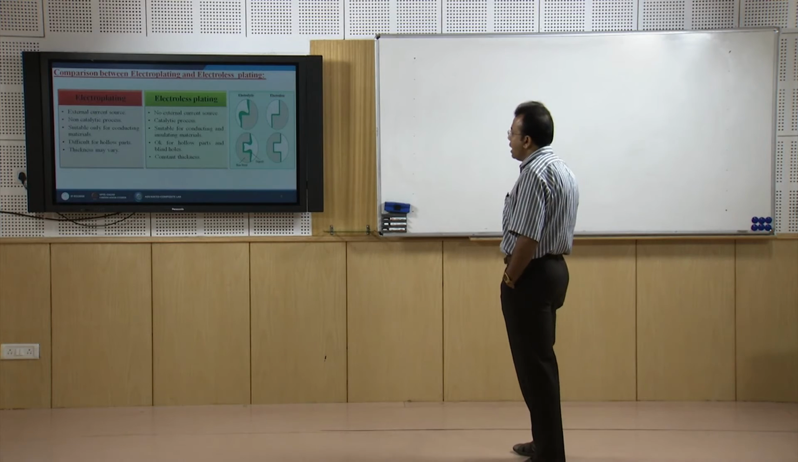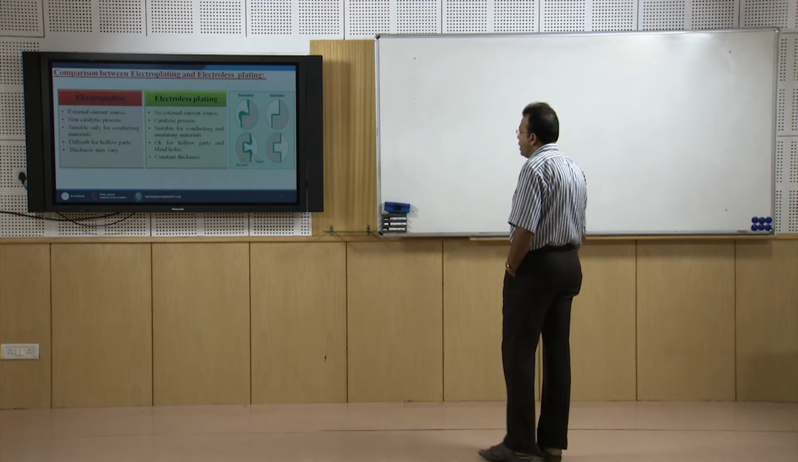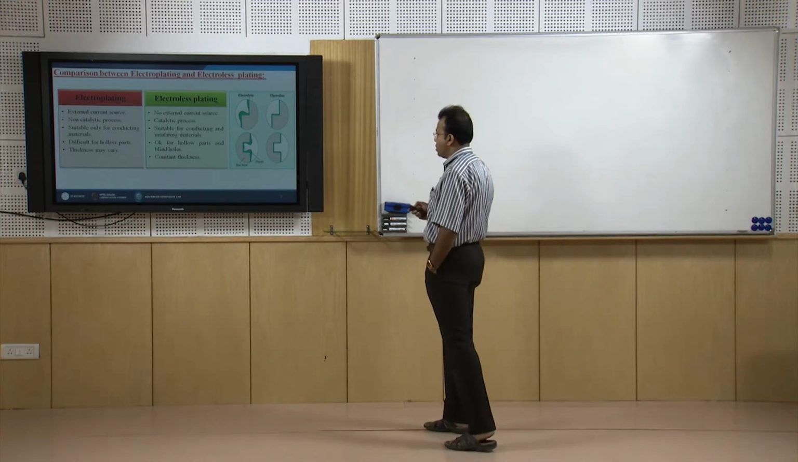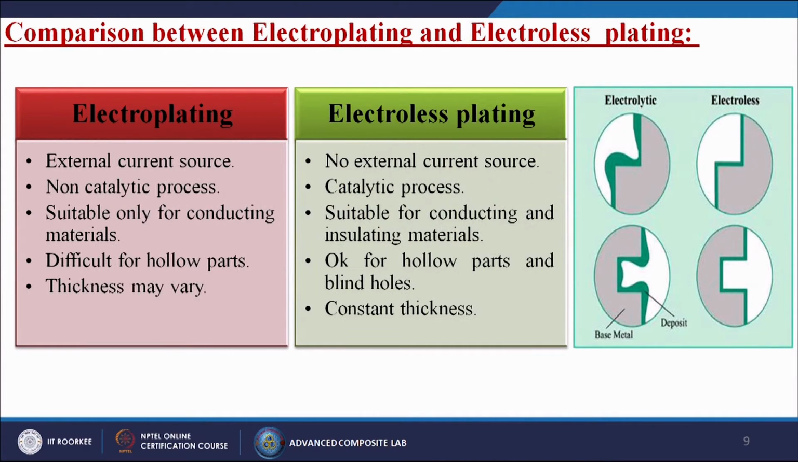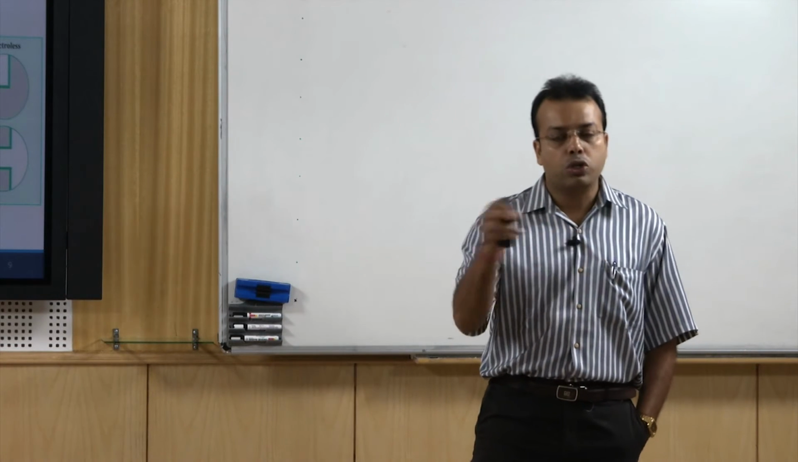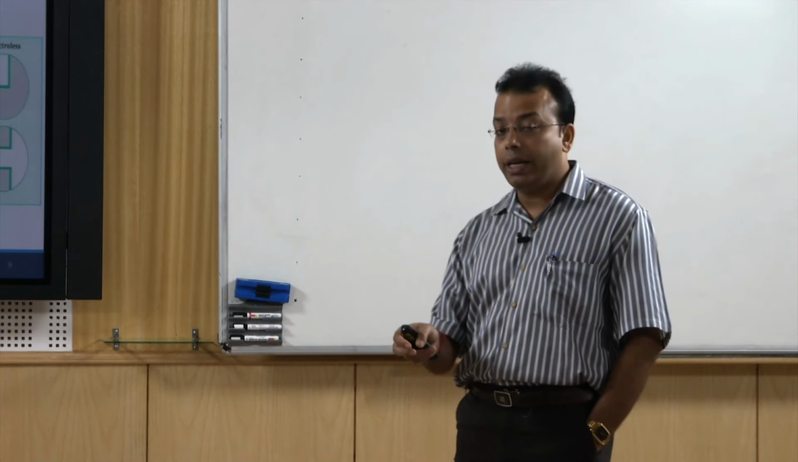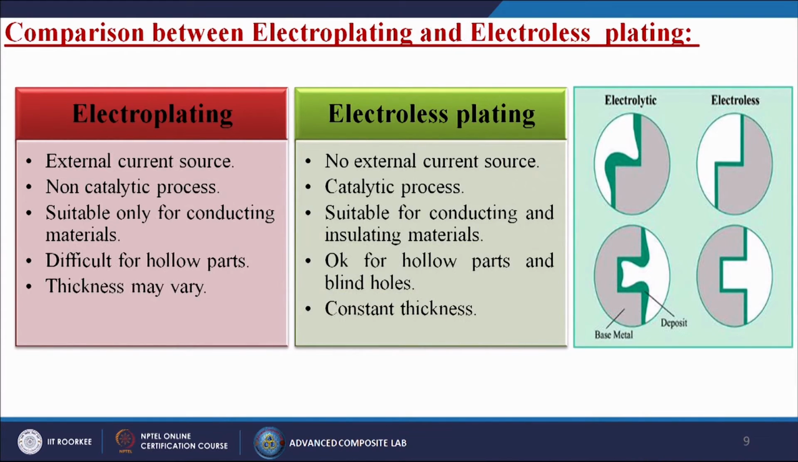Then we are going to discuss the comparison between the electroplating and the electroless techniques. So, these are the techniques actually. For electroplating, we use an external current source, it is a non-catalytic process, suitable only for conducting materials, because we are giving the potential difference between the anode and cathode. So, both the materials should be electrically conductive. It is difficult for hollow parts, and thickness may vary.